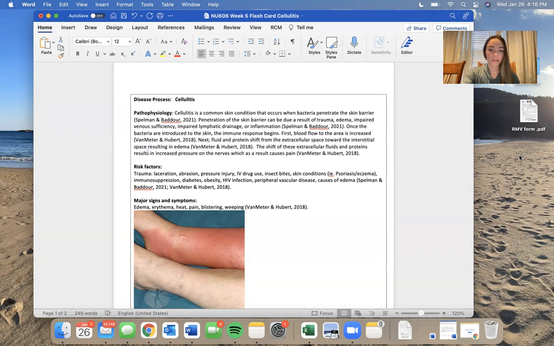As cellulitis is a common infection, the risk factors are plentiful. The major risk factors include trauma, such as lacerations, abrasions, and pressure injuries, IV drug use, insect bites, skin conditions such as psoriasis and eczema, long use of immunosuppression medications, diabetes, obesity, HIV, and peripheral vascular disease, but the list goes on.